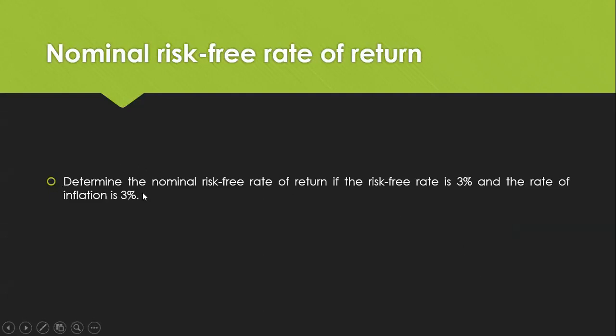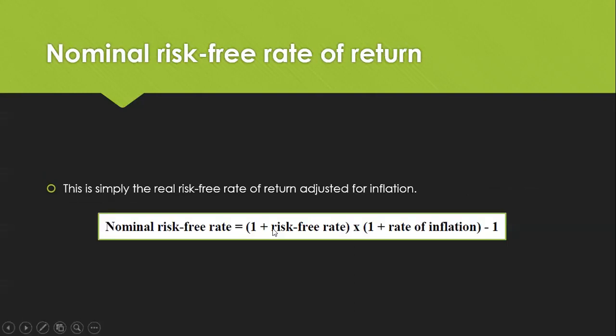Let's have this example. Determine the nominal risk-free rate of return if the risk-free rate is 3% and the rate of inflation is 3% as well. So let's go back to our formula. That's 1 plus risk-free rate times 1 plus rate of inflation, minus 1.